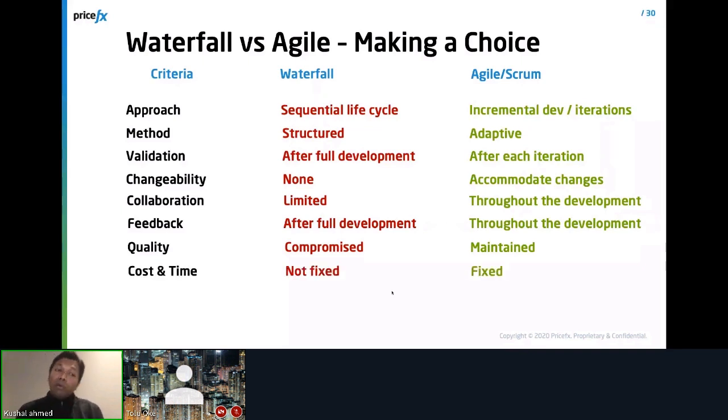And the most important factor, cost and time: for waterfall, you will realize that it's not going to be fixed. For agile, the cost and time will be fixed. The only variable factor, as I can probably remember, is the feature. All other three, cost, time, and quality, are fixed.